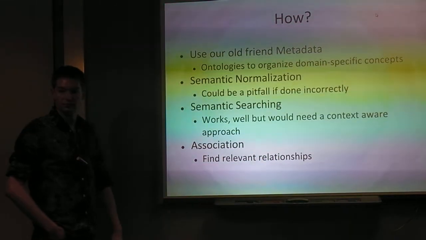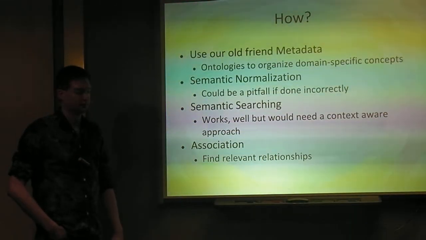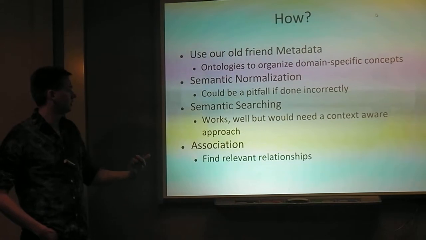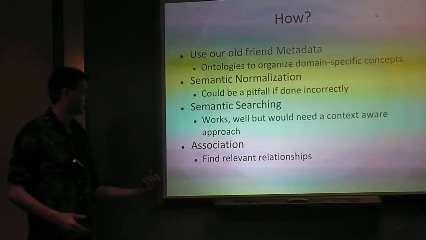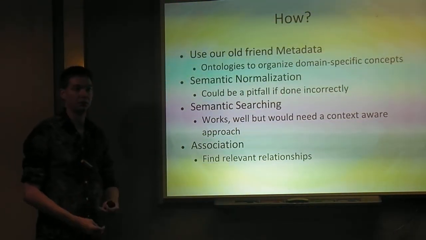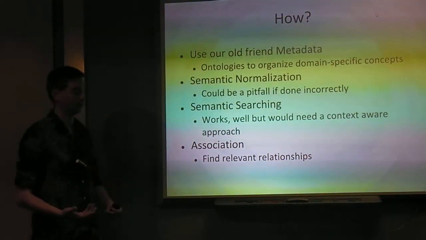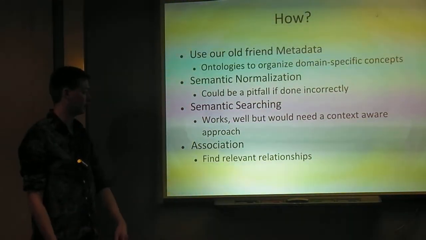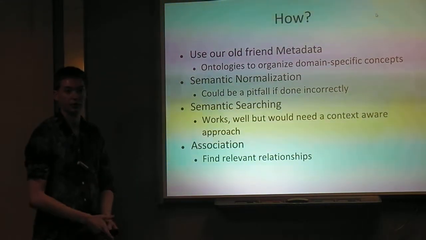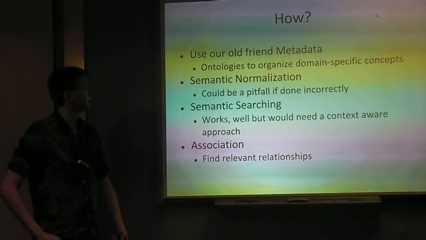So normalization, you have to be very careful when you do that. Once you get all normalized, you do semantic searching. It works well, but you need to add a context awareness approach. You need a little bit more information about what's going on in the context of what you're looking for. And then for association, you just find the relevant relationships: your people, places, adjectives, nouns, these things.